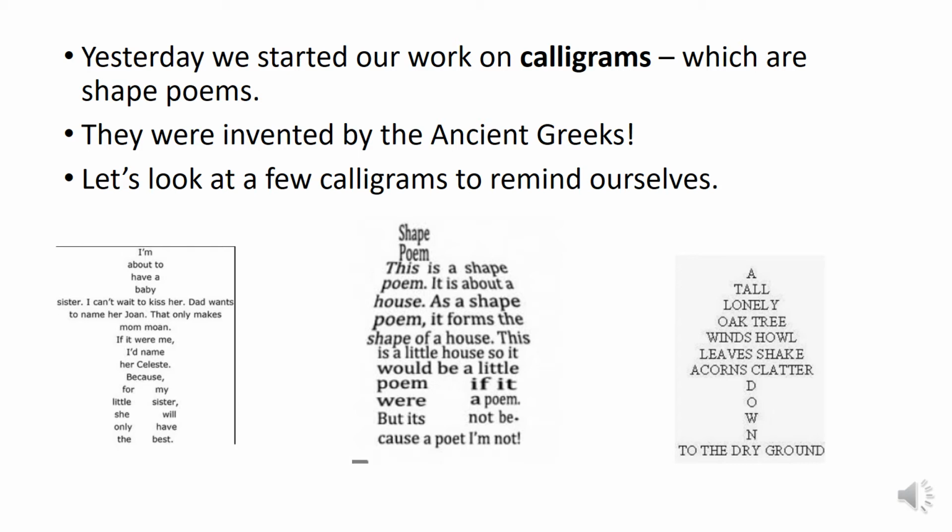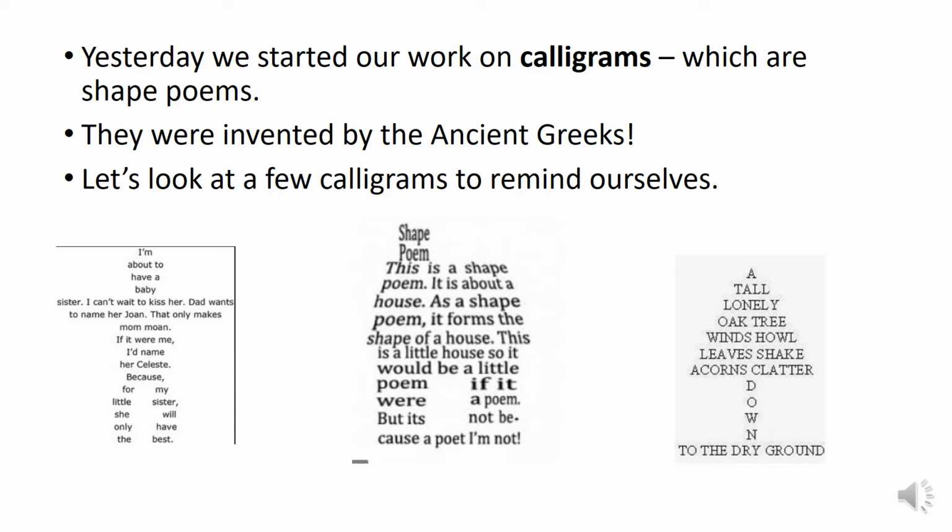So that's one in the shape of a baby, and one in the middle in the shape of a house. This is a shape poem. It is about a house. As a shape poem, it forms the shape of a house. This is a little house, so it would be a little poem if it were a poem, but it's not, because a poet I'm not. And then finally, one about a tree. A tall, lonely oak tree, winds howl, leaves shake, acorns clatter down to the dry ground.